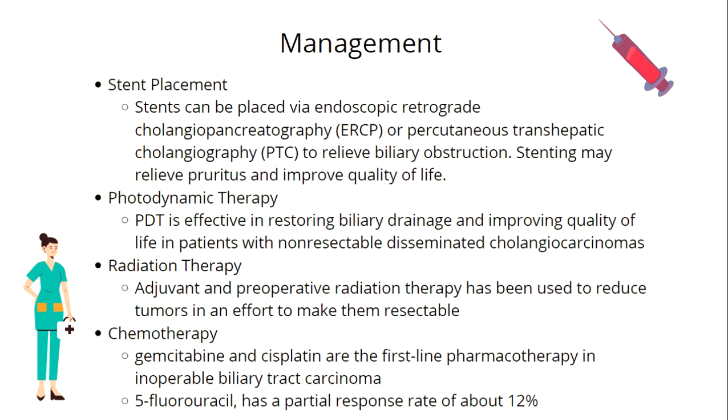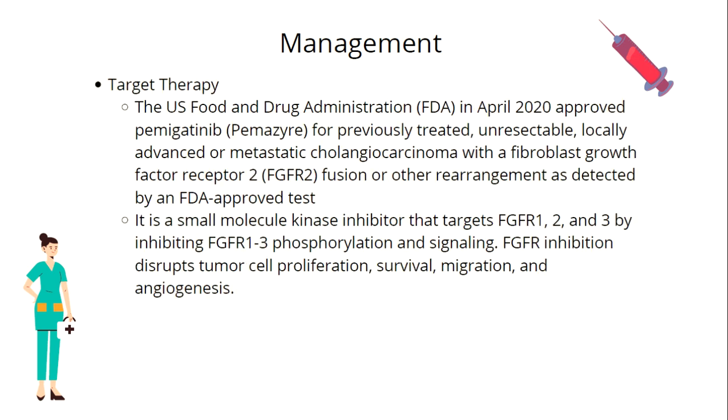Another is radiation therapy. Adjuvant and preoperative radiation therapy has been used to reduce tumors in an effort to make them resectable. Next is the chemotherapy. Gemcitabine and cisplatin are the first-line pharmacotherapy in inoperable biliary tract carcinoma. Next is the 5-fluorouracil, which has a partial response rate of about 12%.